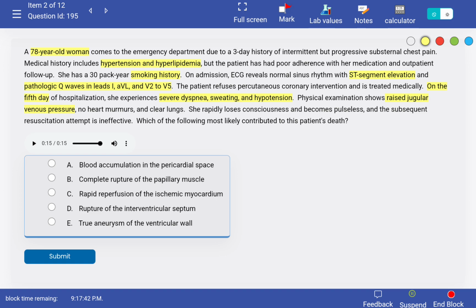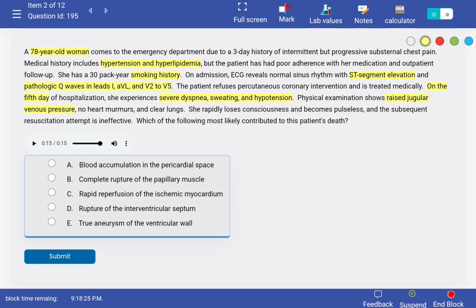In the next question, we have a 78-year-old woman who comes to the emergency department due to a 3-day history of intermittent but progressive substernal chest pain. Medical history includes hypertension and hyperlipidemia, but the patient has had poor adherence with her medication and outpatient follow-up. She has a 30 pack-year smoking history. Okay, there is ST segment elevation and pathologic Q waves in leads I, aVL, V2 to V5. Okay, the patient refuses percutaneous coronary intervention and is treated medically.